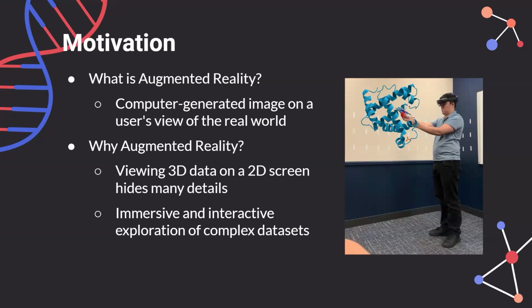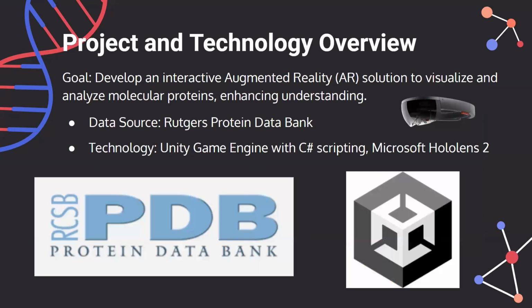Visualizing a 3D model in an actual 3D space provides a more immersive and interactive experience. That leads to our project, where our goal was to create an AR environment to visualize and analyze molecular proteins. This way users can use it for research purposes or simple educational purposes. Our data source for this protein project was the Rutgers Protein Data Bank. The tech we're using to visualize it is the Unity game engine with C# scripting, and to deploy ourselves into the AR environment, we're using the Microsoft HoloLens 2.